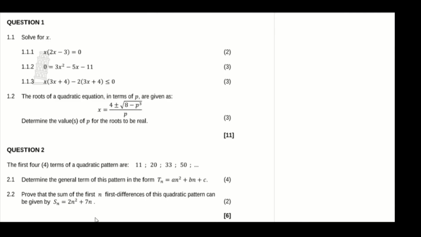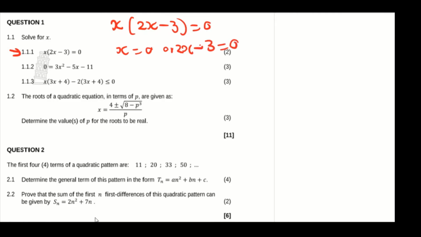So let's start off by solving question 1, where we are asked to solve for x. We have x into 2x minus 3 equals 0. So x equals 0, or 2x minus 3 equals 0. So x equals 0, or 2x equals 3, and then you divide by 2 on both sides, so x equals 3 over 2.